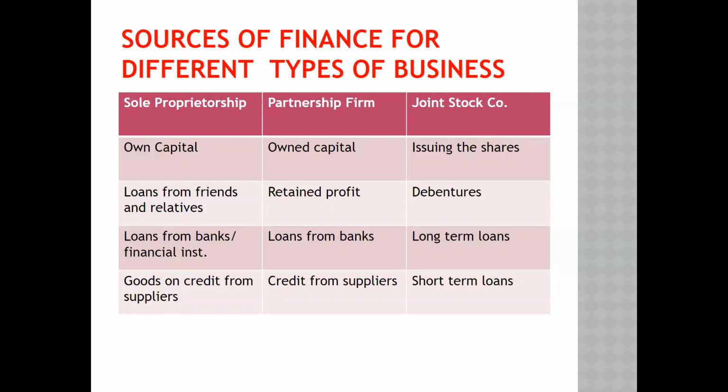And second is the partnership firm. For a partnership firm, partners can bring their own capital in the agreed ratio, or retained profit, or they can take loans from banks, or they can also purchase goods on credit. Joint stock company is a large scale business, so they can arrange funds by issuing shares or debentures, or they can take long term loans from the banks and other institutions, or arrange short term loans also.